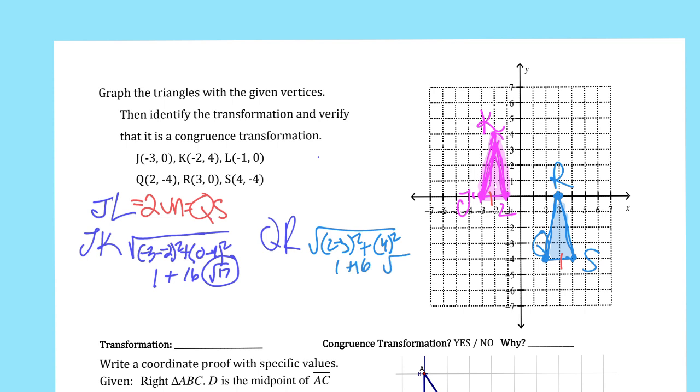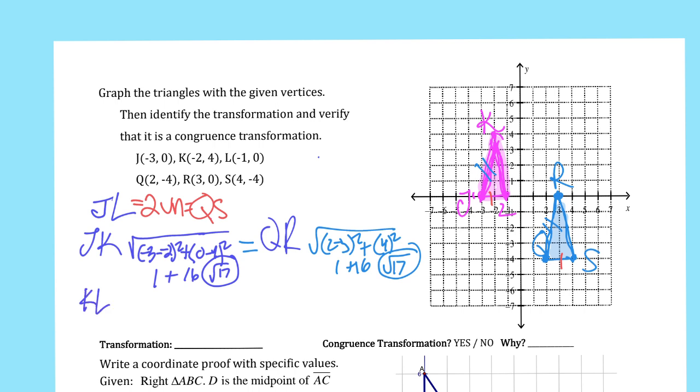Guess what? QR is the square root of 17 units as well. So those are going to be equal in length, or congruent. These two match each other. And then we've got to do the distance from R to S and K to L. Let's try that. I'm going to grab the next color. So let's go from KL.